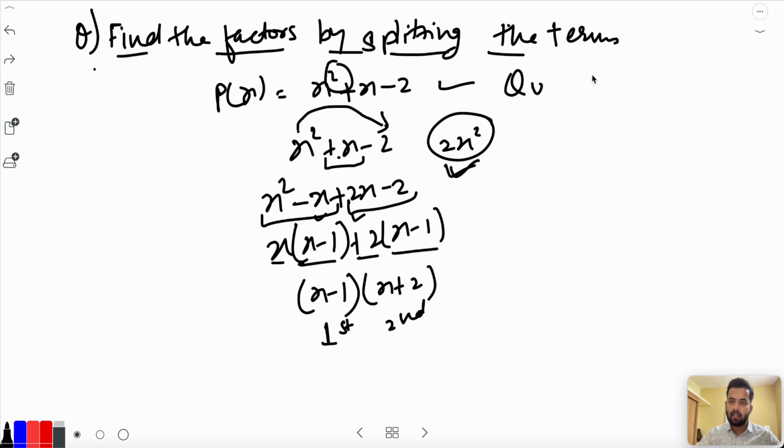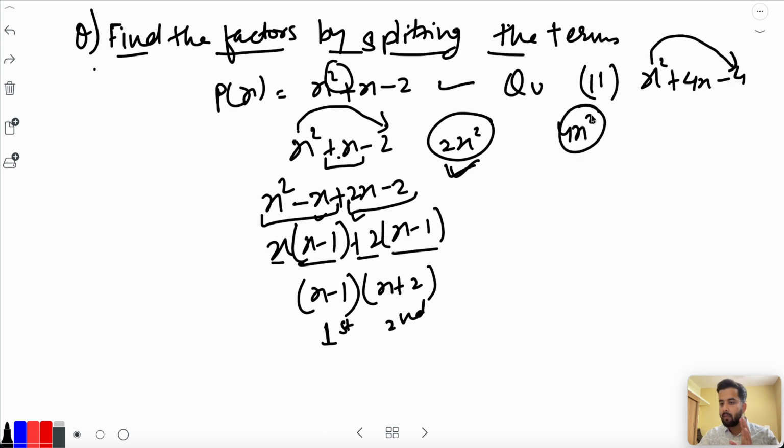Again I am writing down the second example. Let's take a second example. Assume we have x square plus 4x minus 4. Okay, we have a question like this. Again multiply the first term and the last term. What is the answer? 4x square, right? Keep this in mind.